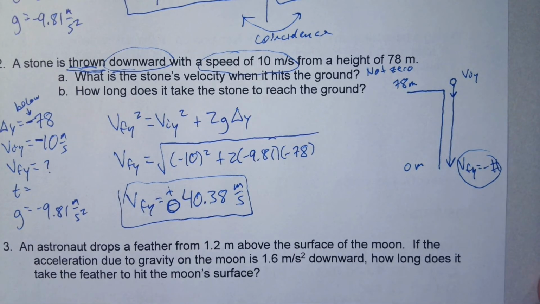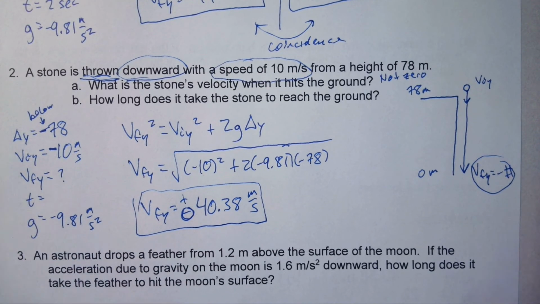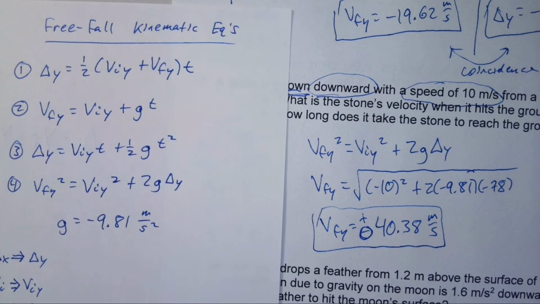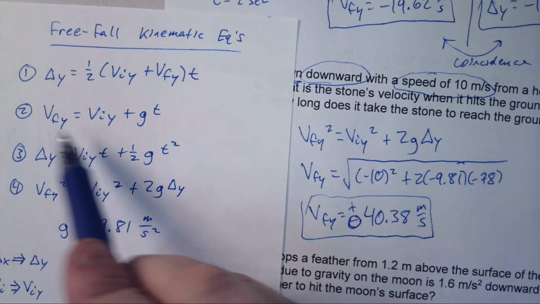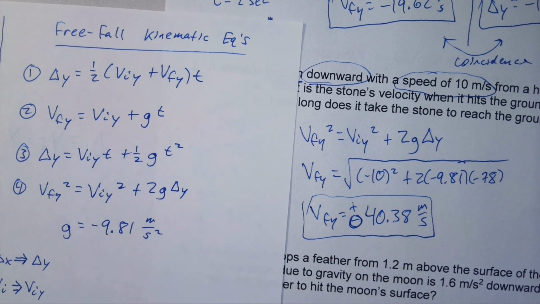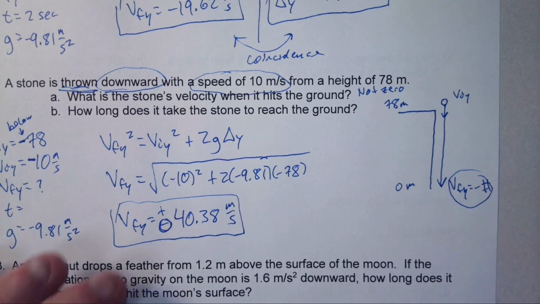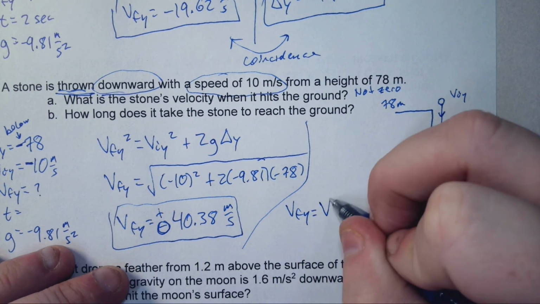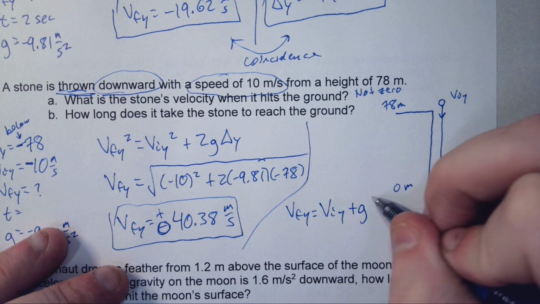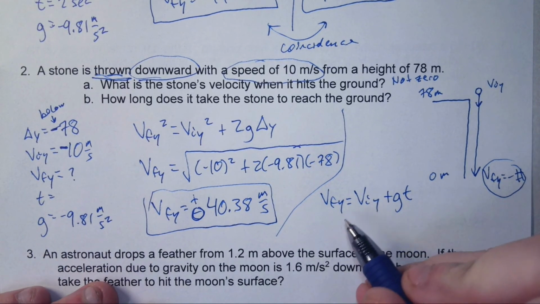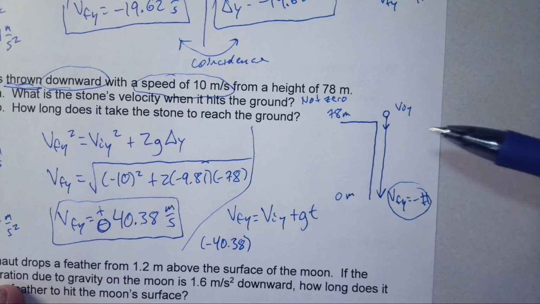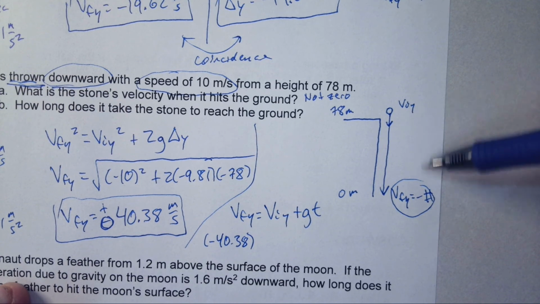When we go into the second part, how long does it take the stone to reach the ground? Trying to keep this under 20 minutes here. Now that we have more information, I'm trying to solve for time. I'm going to go ahead and use the second equation. I think it's a lot easier. But we have to realize that negative 40.38 is the actual velocity. So when we're doing VFY equals VIY plus GT, we have to make sure that we don't put 40.38 here. We have to put negative 40.38 because that's what we want to find.